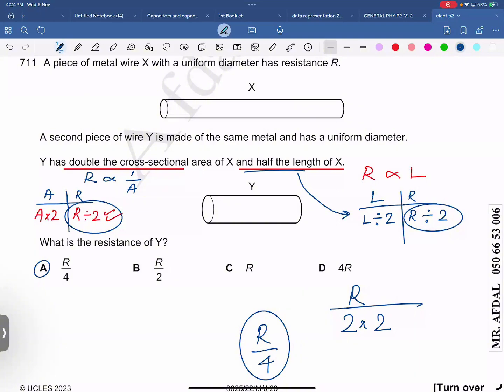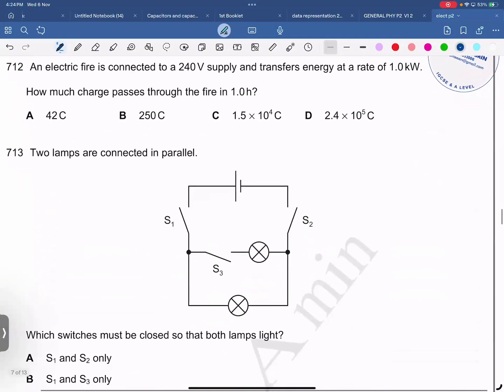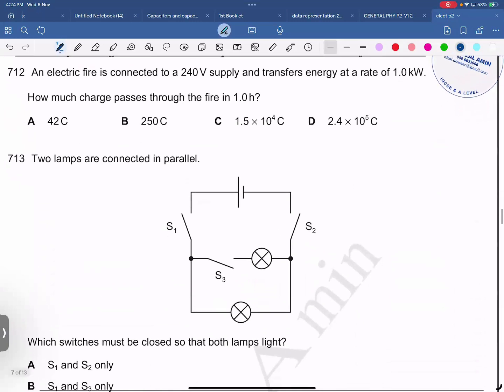Next question, question number 12. An electric wire is connected to a 200-volt power supply. Voltage is V. Energy transfer at the rate of this. Kilowatt is not energy. Energy transfer rate means power. Kilo means times 1000, so power is 1000 watt. How much charge passes? Charge symbol is letter Q. In time, 1 hour. 1 hour means time is 3600 seconds. It's an indirect question.